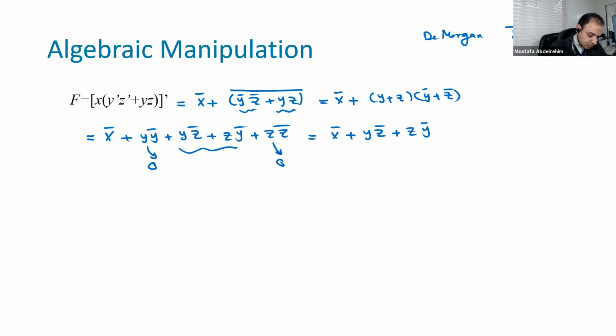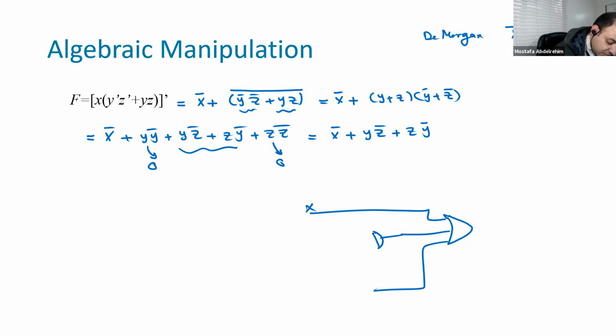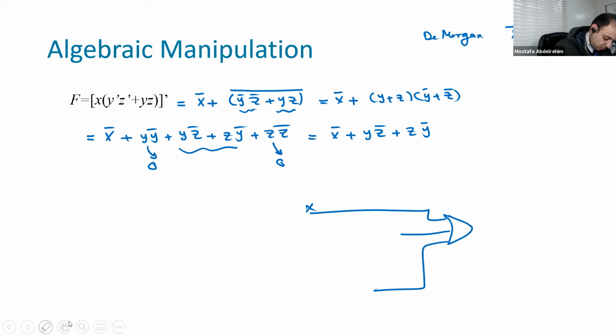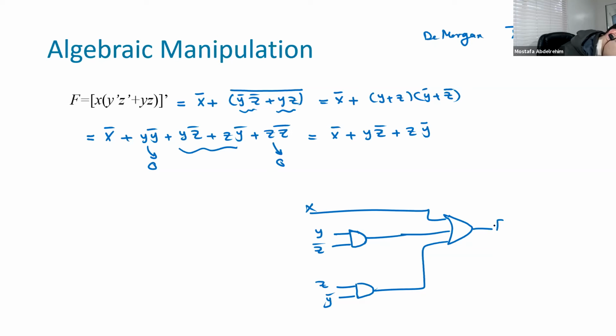So this is basically the output of this function. Okay, can we draw it? Yes, we can draw it. It's simple. We need one OR gate with three inputs. One of them is x. The others come from two AND gates. So this AND gate here would have y z bar, and this AND gate would have z y bar. And here is f.